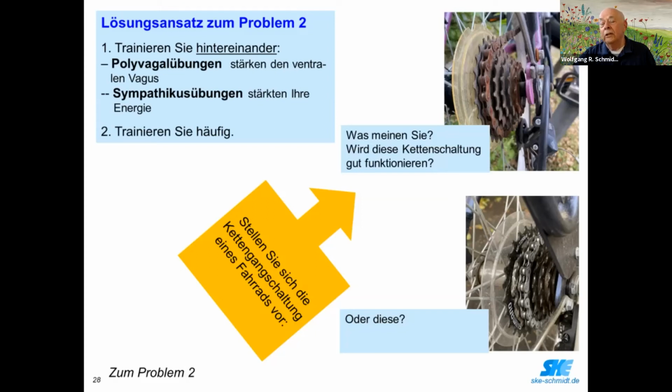So this means we need to train our autonomic nervous system with so-called polyvagal exercises, as developed by Stanley Rosenberg, but do this in exchange, or do it with sympathetic vagus nerve exercises. So it's like switch back and forth. It's like a hot and cold shower. Take a hot shower, a cold shower, and help our body to regulate better.